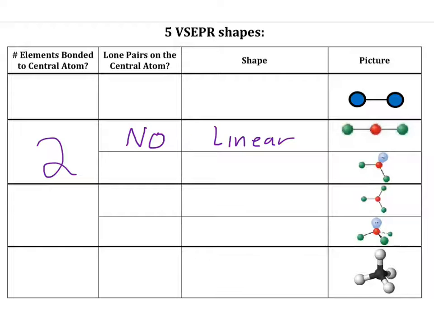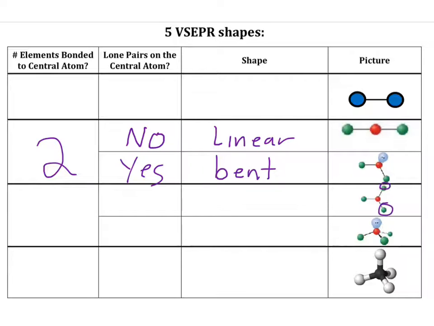Now, if the central atom does have lone pairs, say yes, and notice the shape that this makes. It makes a bent shape. Now, the reason why it makes a bent shape is because inside of these bonds here are electrons, and this lone pair of electrons actually repels these bonded pairs. All right, let's go ahead and go on to the next one.